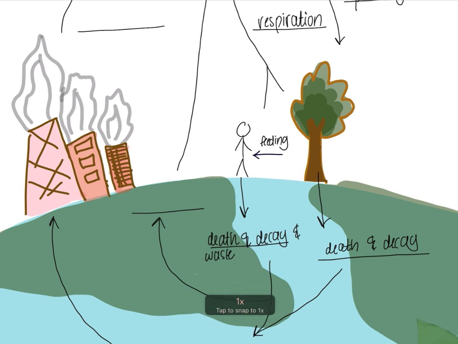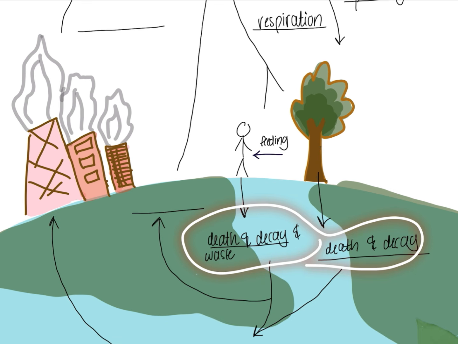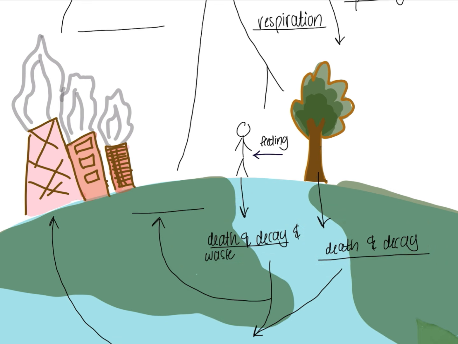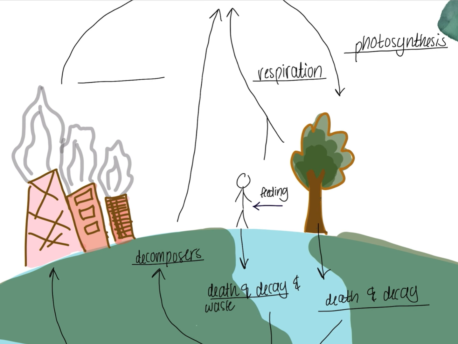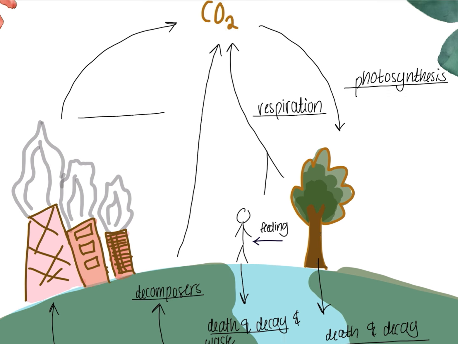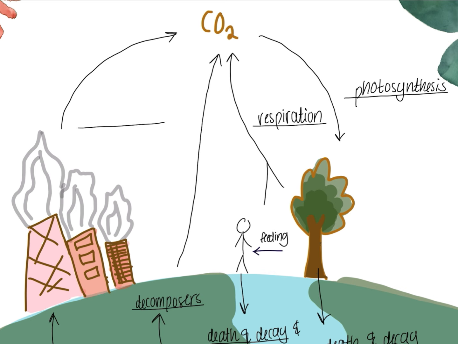Now, death and decay and waste. When these plants are decaying, they are decayed by decomposers. Decomposers are going to decay these remains, and decomposers also respire, okay? So there's respiration by decomposers as well.